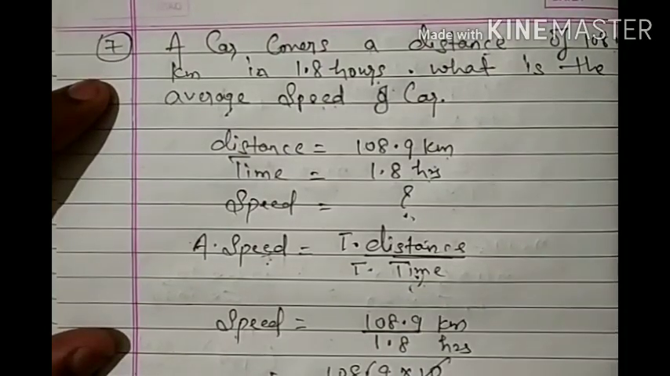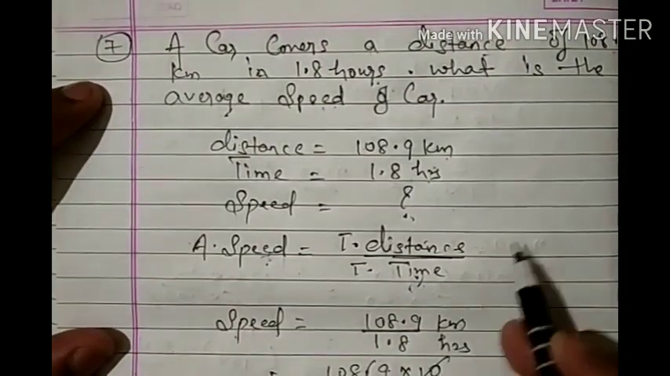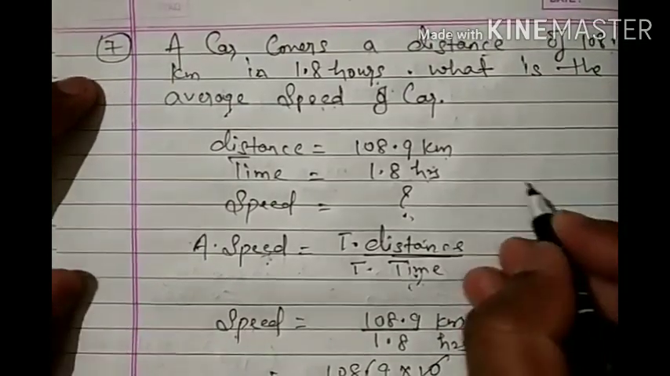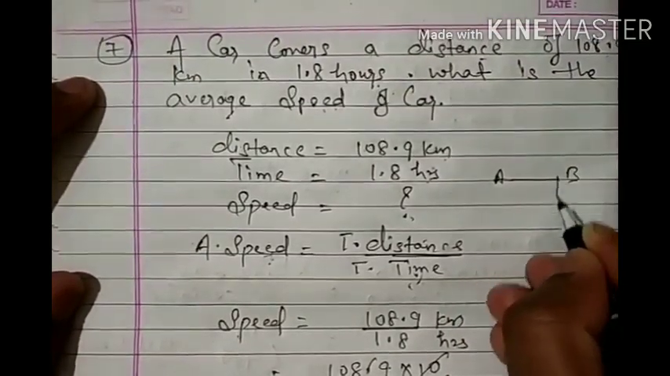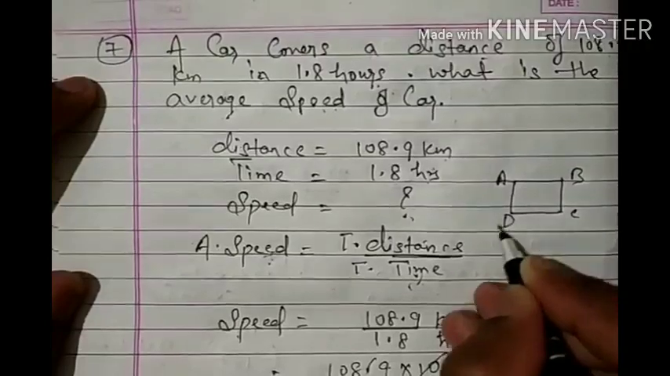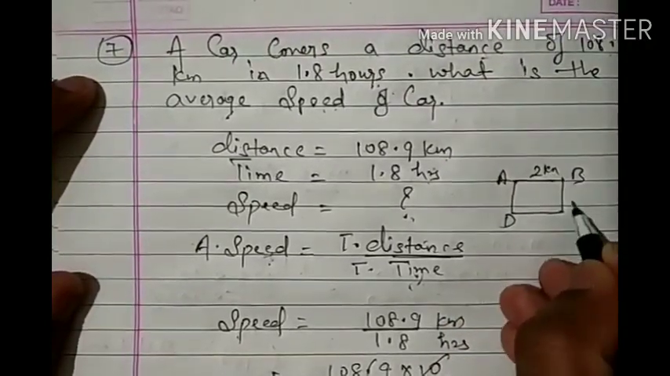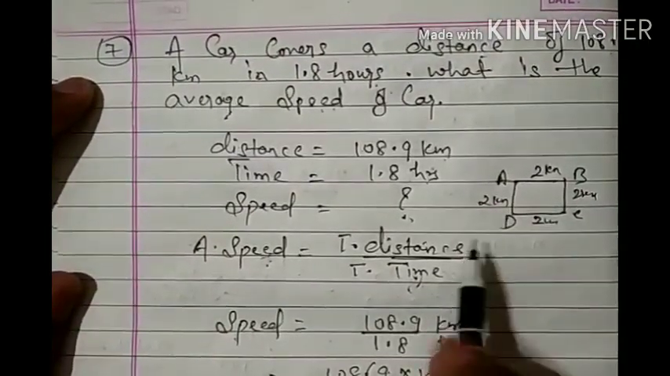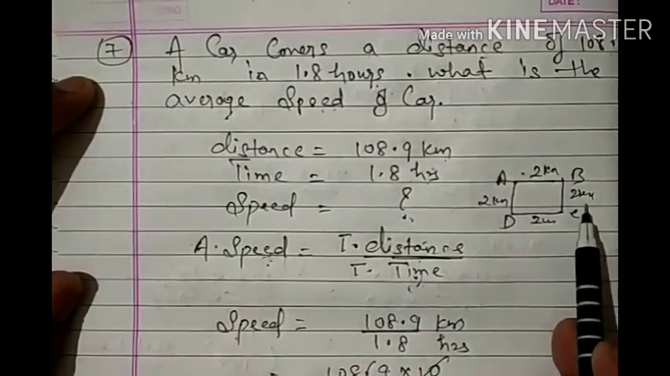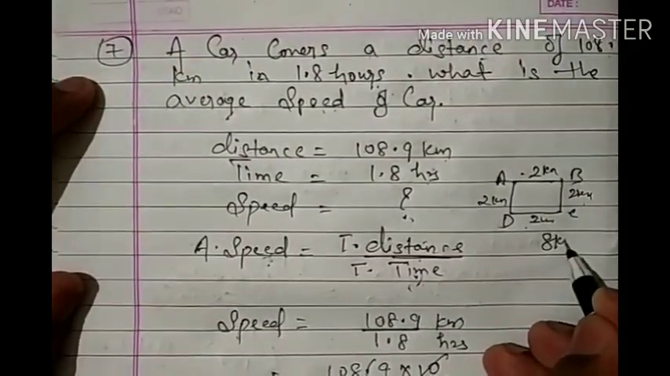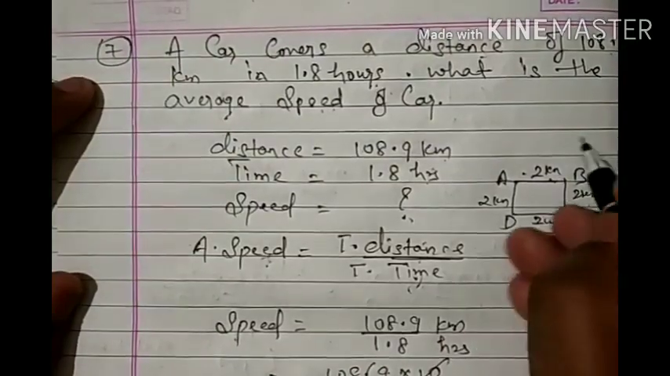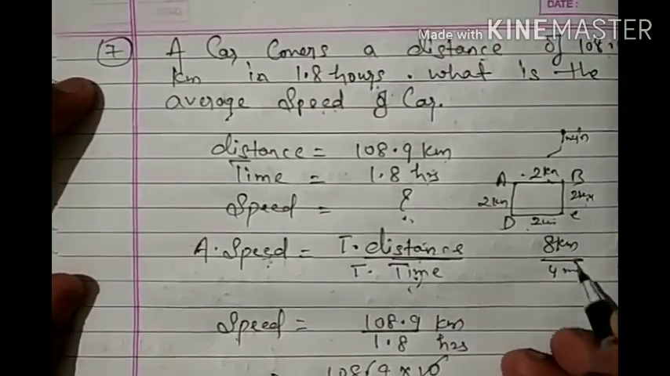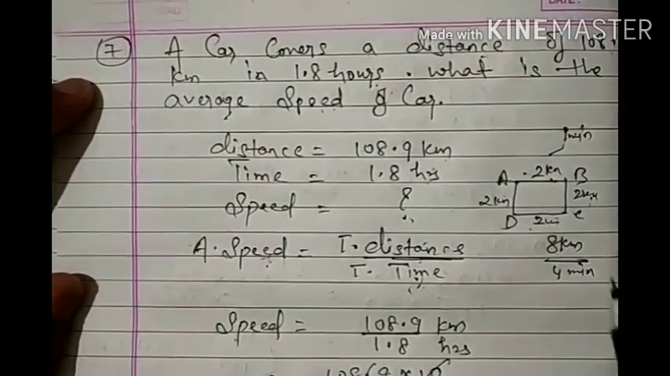Suppose you have 2-3 distances. A boy walks from A to B, that is 5 km, from B to C 4 km, and from C to D, that is 8 km. Suppose this is A, B, C and D. A boy walks from A to B 2 km, from B to C again 2 km, C to D again 2 km, and D to A again 2 km. So here when we talk about total distance, that is 2 plus 2 plus 2 plus 2 will be equal to 8 km. And total time, suppose this 2 km is covered in 1 minute. So 1 minute, 1 minute, 1 minute and 1 minute, divided by 4 minutes.